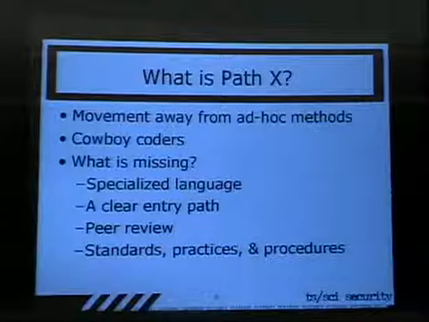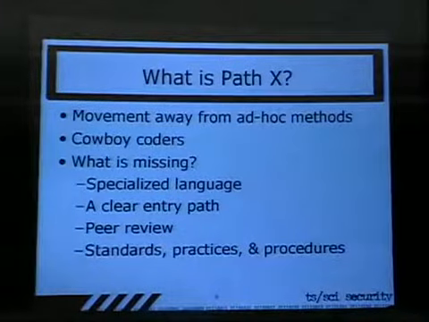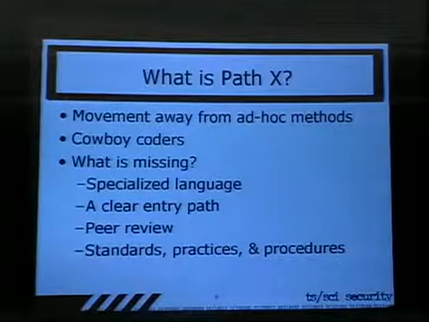There's no clear peer review either. We have a few journals, like Uninformed Journal, Codebreakers Journal, but it's not really clearly defined like it is in medical or law research. And then standards, practices, and procedures. We haven't done a lot of work with that yet either. In medicine, you say a medical practice or a medical procedure, and people know what you're talking about. If you say a procedure for security testing, there really is none. It's all just ad hoc right now.